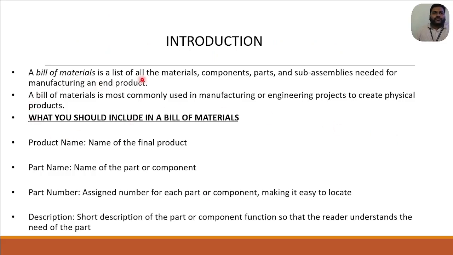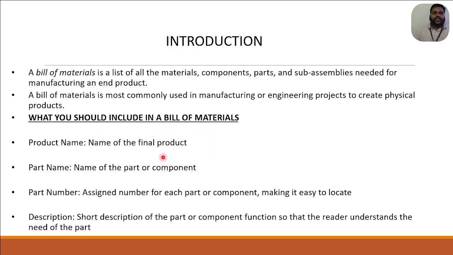A bill of materials is a list of all materials, components, parts, and sub-assemblies which are needed for manufacturing an end product. A bill of materials is most commonly used in manufacturing or engineering projects to create a physical product. So what should we include in the bill of materials?